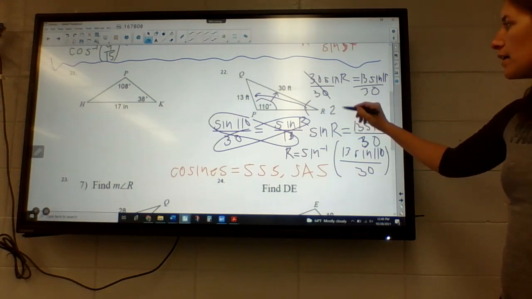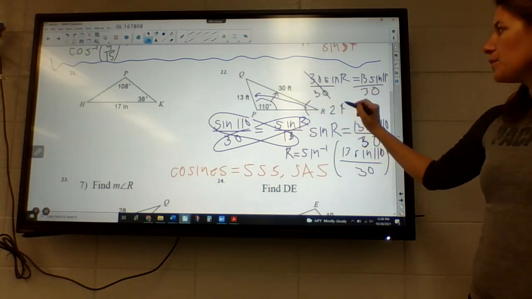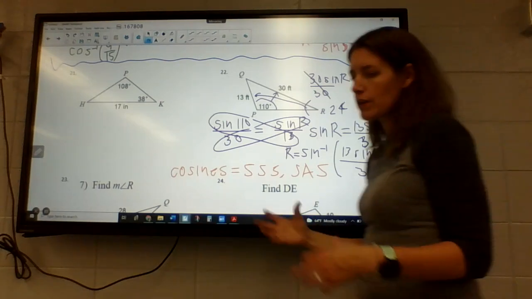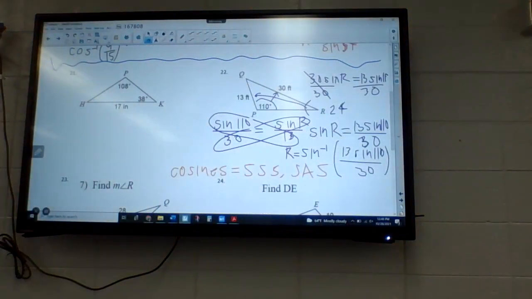Once I know R, I can easily find Q. And then to find that other side, I have to do law of sines again. So you can use law of sines on everything in this problem.